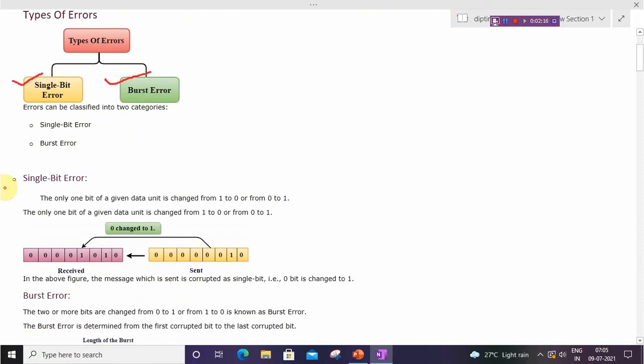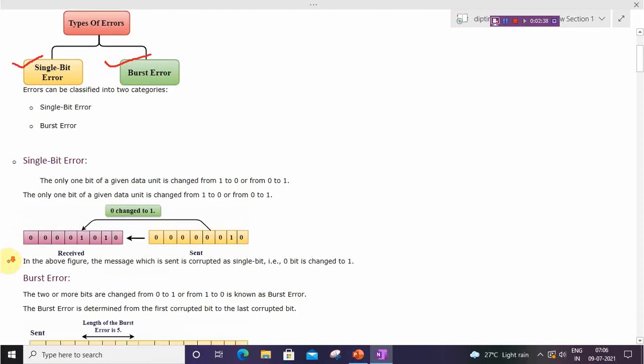Single bit error means only one bit of a given data unit is changed, maybe from 0 to 1 or from 1 to 0. So only one bit of a given data unit is changed. That is known as single bit error. Maybe 1 is changed to 0 or 0 is changed to 1.